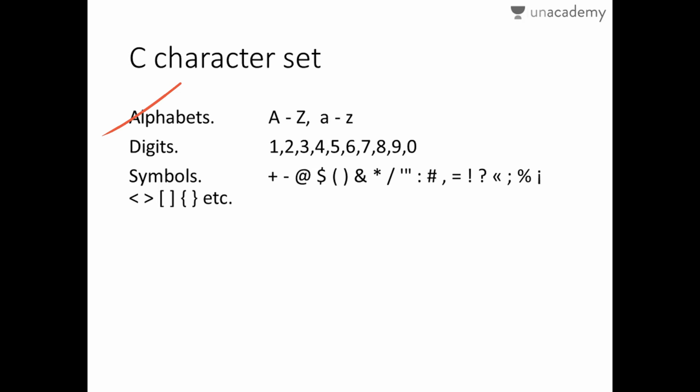These are alphabets, capital A to capital Z, small a to small z. Digits will be 0 to 9 or a combination of these digits. There can be more symbols, but for an example I have written only this much. There are more symbols available in the C programming language. This is addition, subtraction, @ symbol, dollar symbol. So these are the symbols which we are going to use in our programming language.